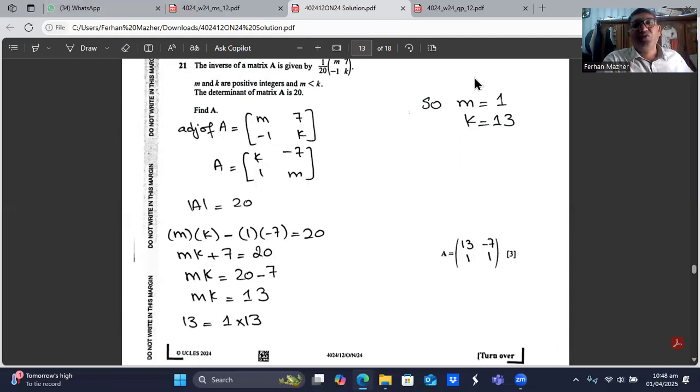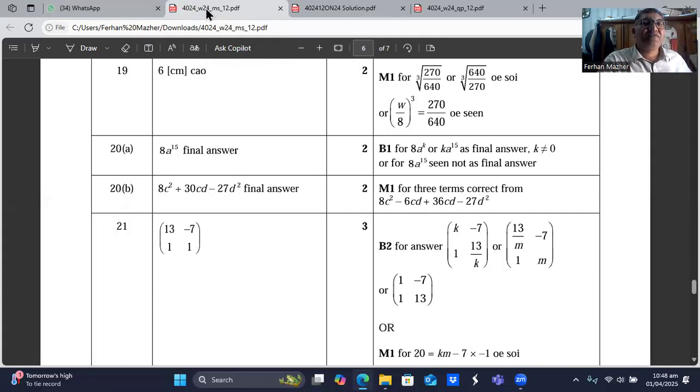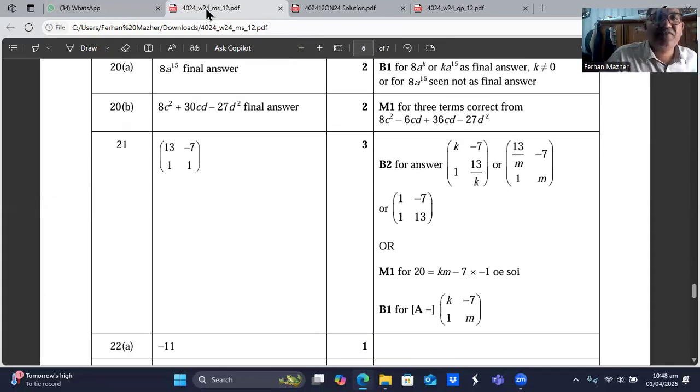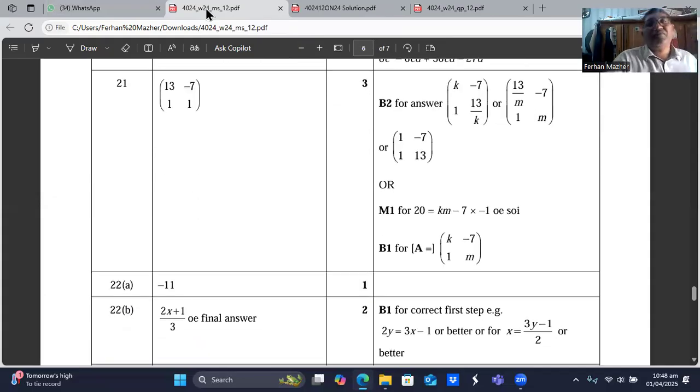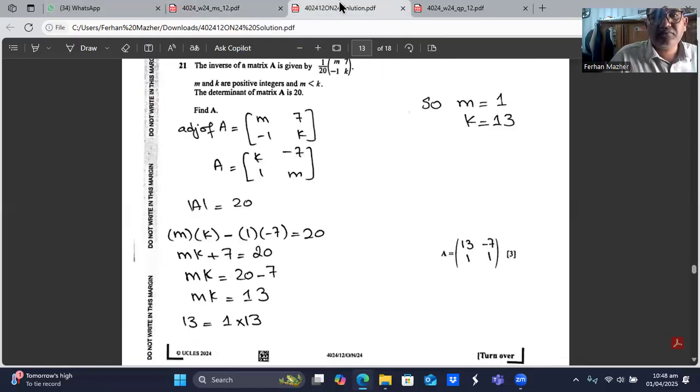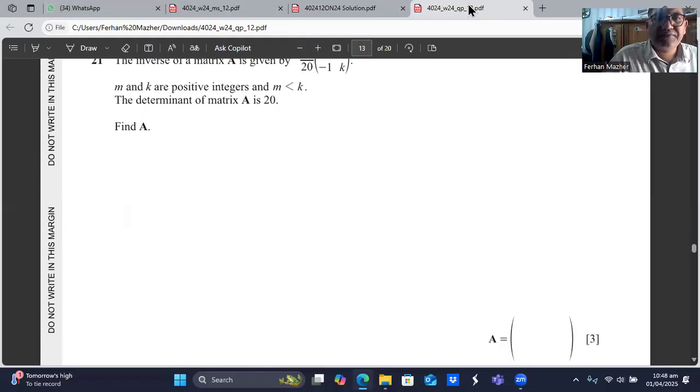So the original A will be in the place of the K, I will put 30 minus 7. Very tricky question. You can see the marking scheme. The answer is right. Okay.